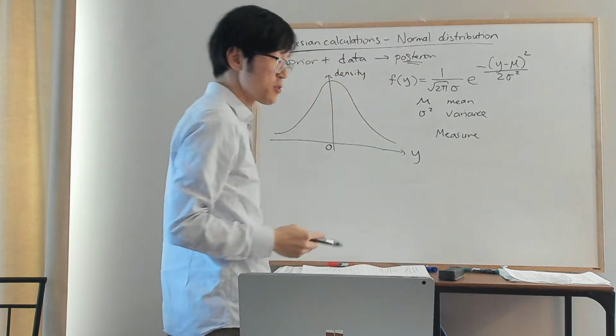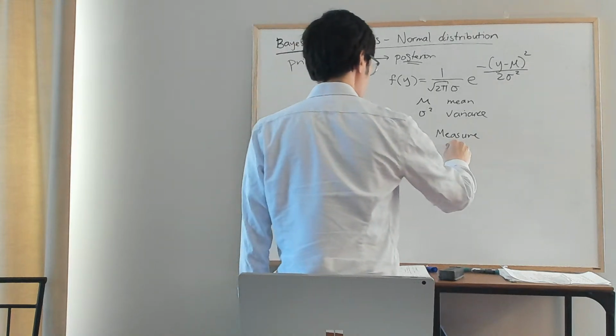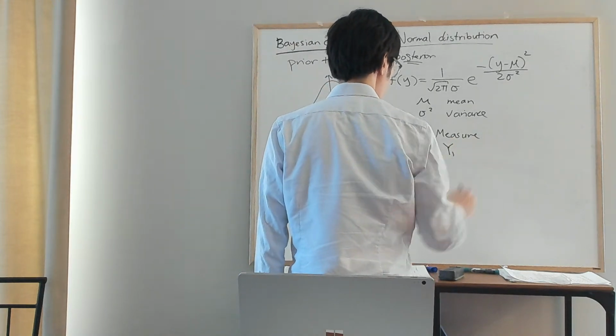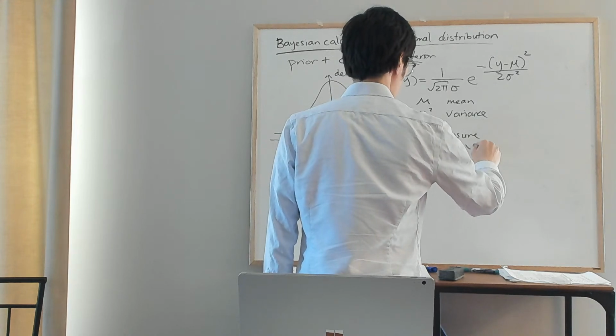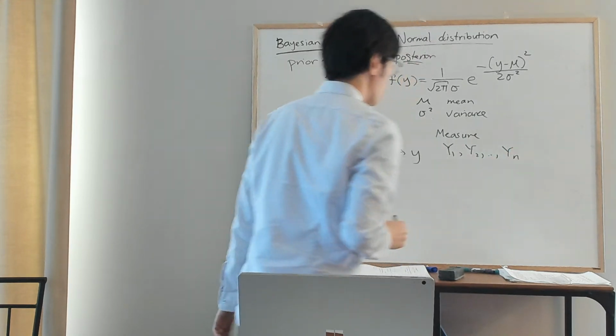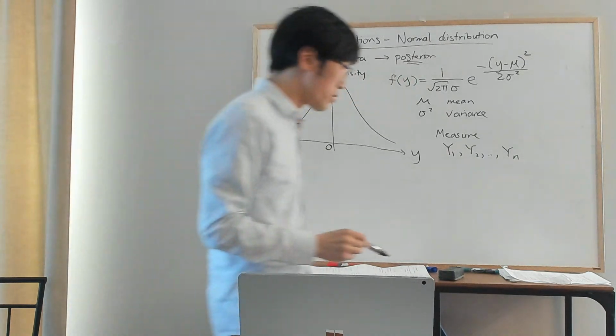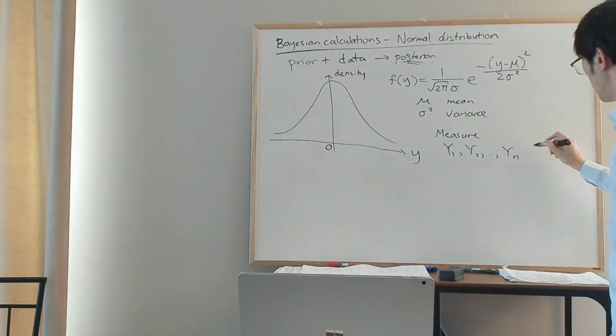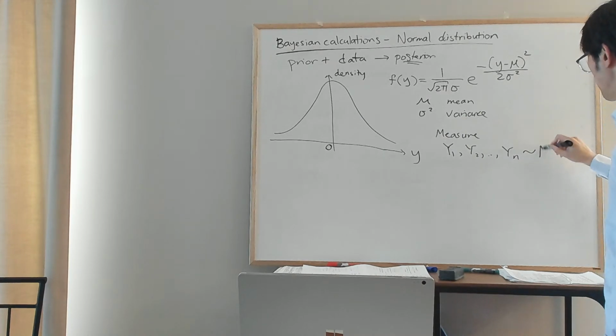Okay, so we haven't done it yet. I'm going to call these random variables. Let's say we're going to do it n times, so we're going to record data y1, y2, up to yn. And I'm going to use the notation we introduced last time.